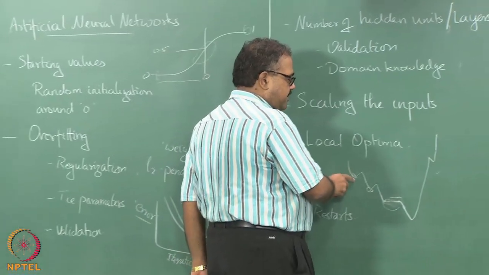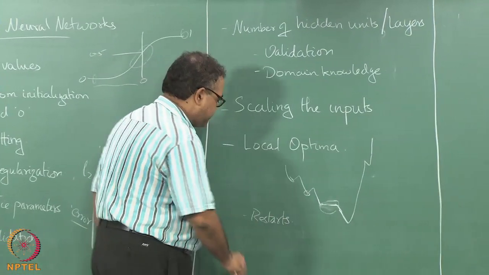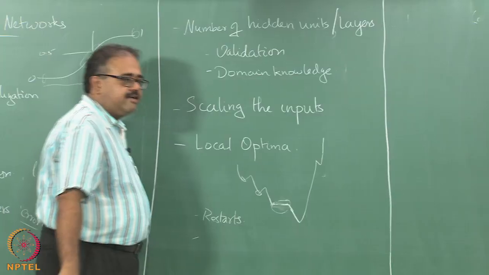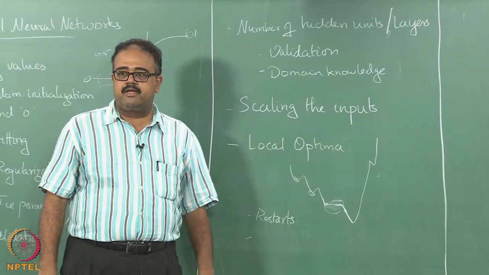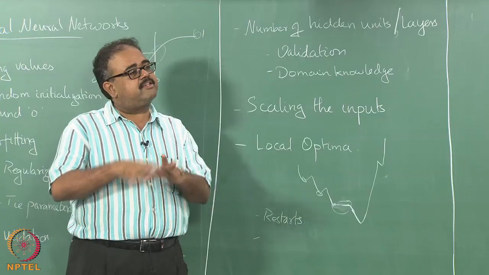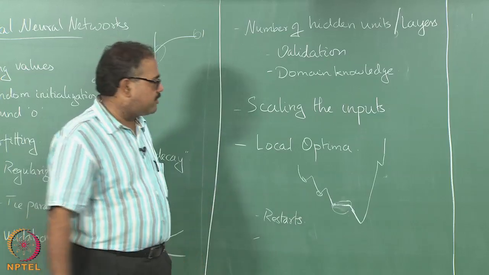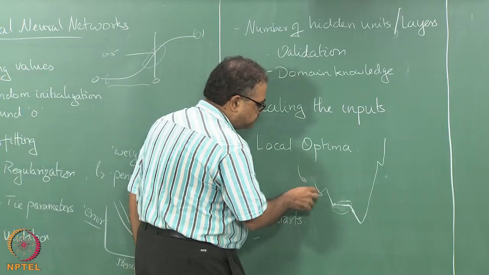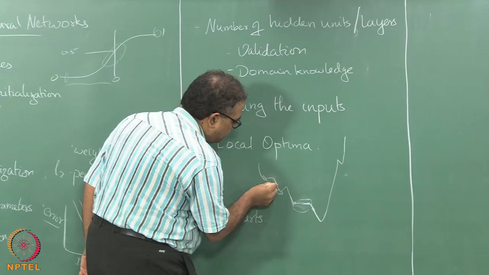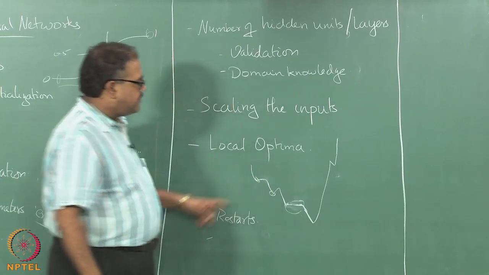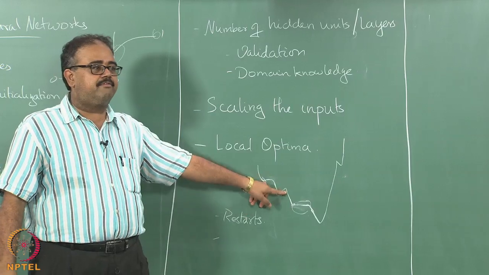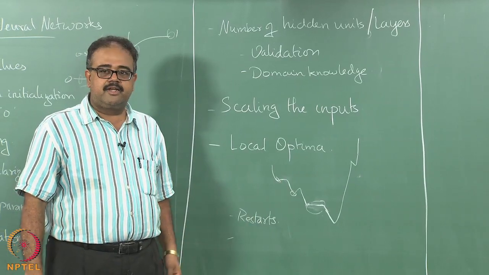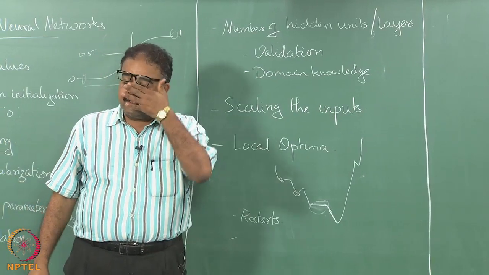There are other techniques which people use. There are more clever gradient descent techniques which allow you to get over these local optima, not all of them, but at least some of the shallower local optima you can get over easily. For example, this is a shallow local optima, and with a little bit of effort I can actually get over it. How do you provide the effort?